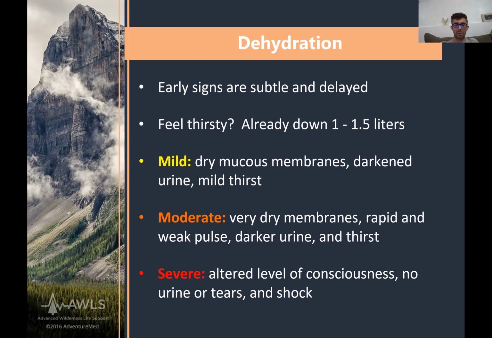Initially, you'll see dry mucous membranes, dark urine, mild thirst. When you reach moderate stages, you'll have very dry membranes, darker urine. You'll have a weak, thready, rapid pulse. With severe phases, the patient will be altered. They'll have essentially no urine output, no tear production. They'll be in shock.